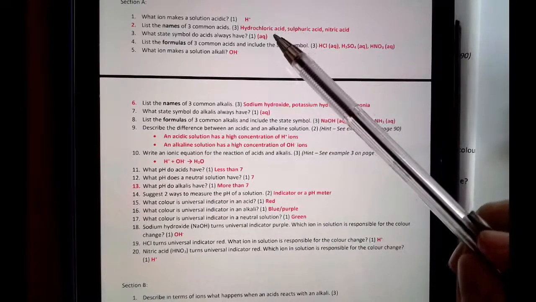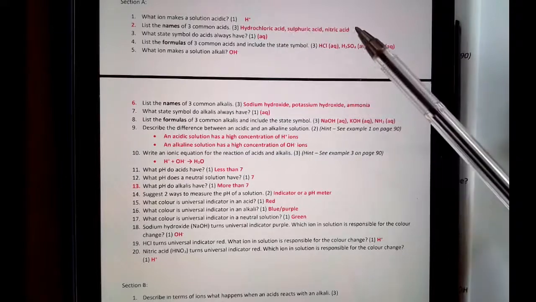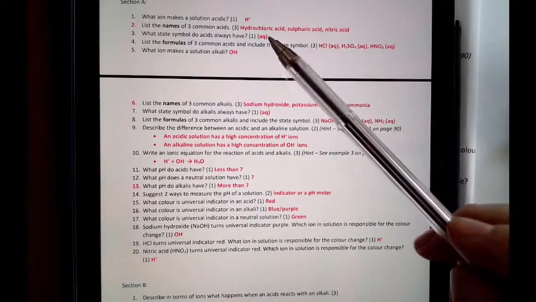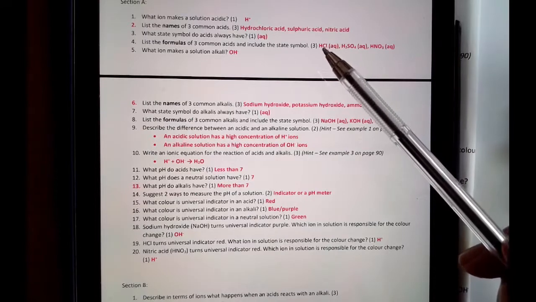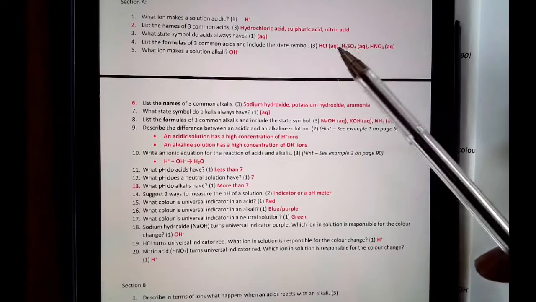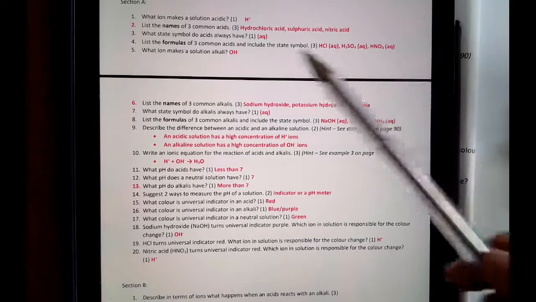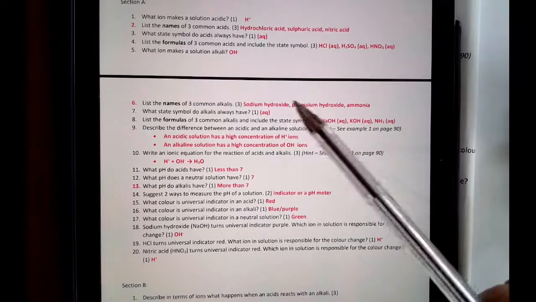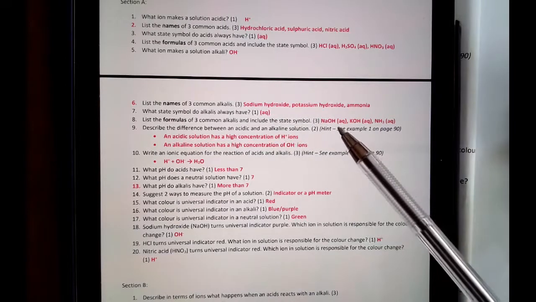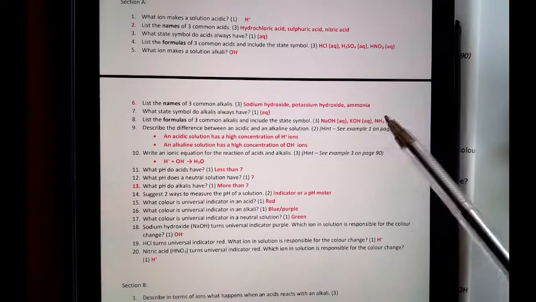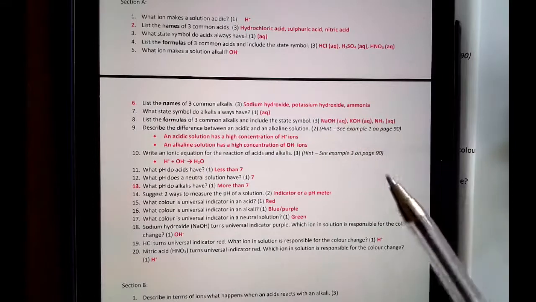H plus, the first one, there are your 3 names of acids. Always going to be aq. So then when I'm writing my formula of the acids with the state symbol, it's going to be aq after each of them. OH minus for an alkali. They're your common alkalis. Again, always going to be aq. Because it's always aq, when I'm writing the formula, I can put the aq afterwards.